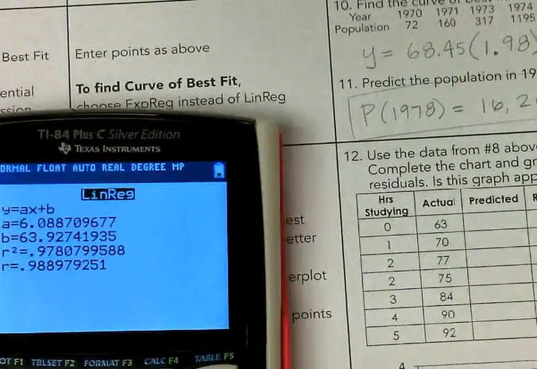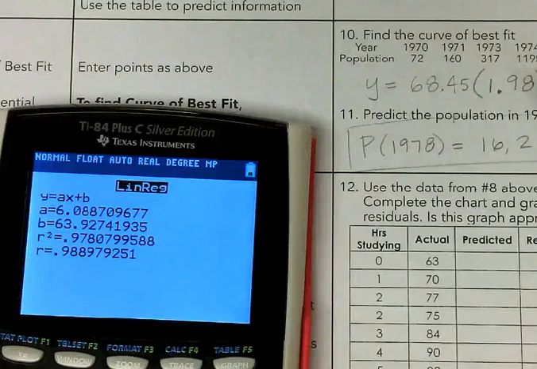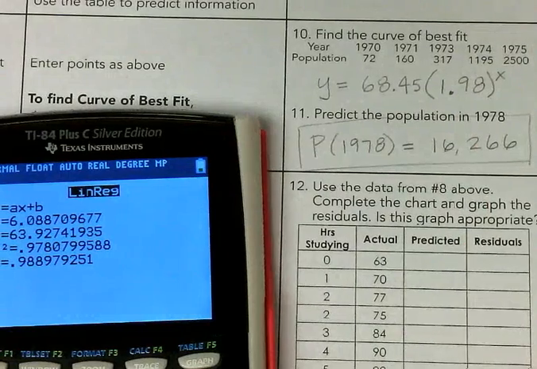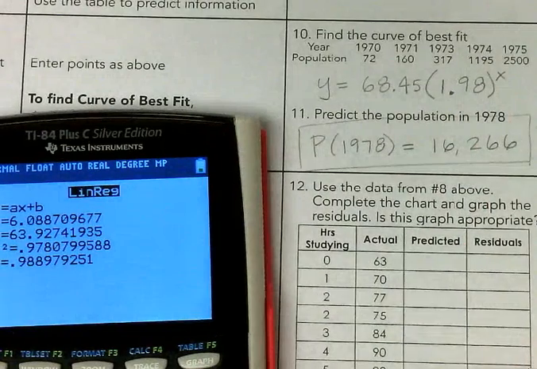And you know what? I did not even realize until right this second that that was the problem from number 8. Oh, God. So you should read the question. So it says use the data from number 8 above. We already have that equation up there.